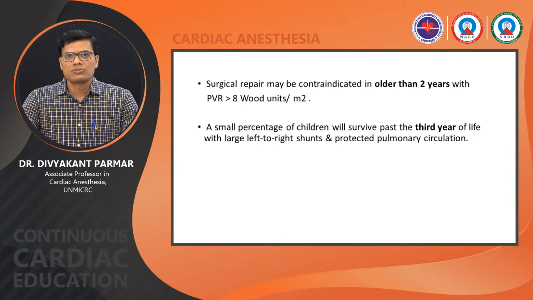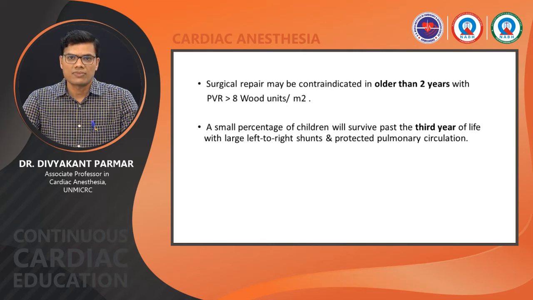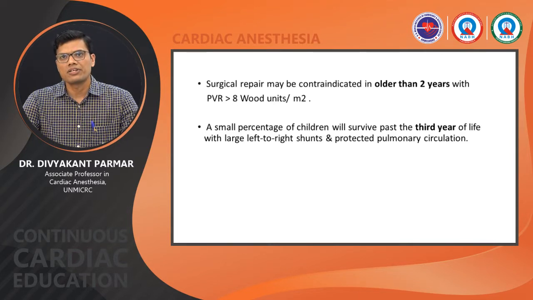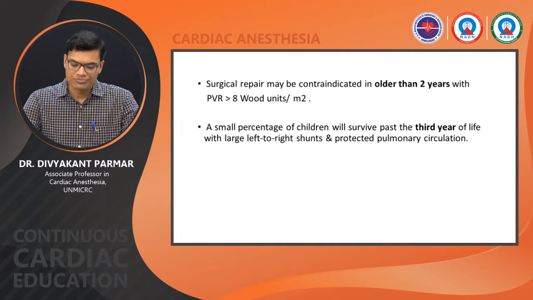Surgical repair is usually contraindicated in those older than 2 years with a pulmonary vascular resistance index greater than 8 Wood units per square meter body surface area. But still, a small percentage of children will survive past the 3rd year of life with a large left to right shunt. This occurs due to a protected pulmonary circulation, due to increase in PVR.